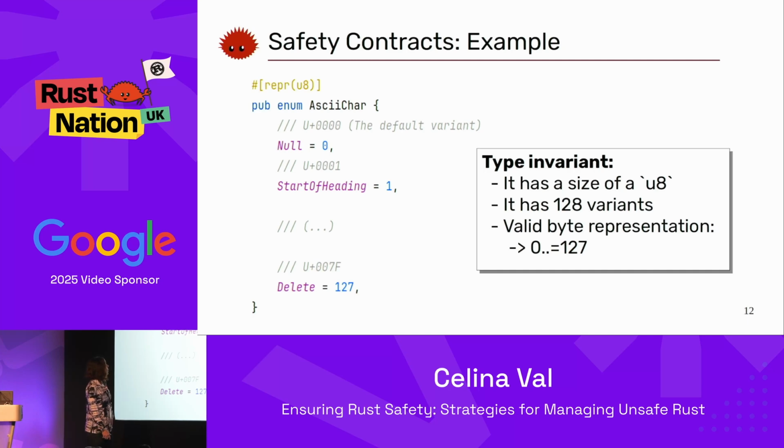So here's an example of a safety contract. I'm going to look quickly at this, which is basically the implementation of ASCII character in the Rust standard library. You can see here that they use an enum with 128 variants, and they use a representation of U8, so it's a 1 byte size. So this uses the Rust type system to guarantee these type invariants: a size of U8, 128 variants, and it sets specific values for the discriminants, which means from 0 to 127, those are valid byte representations of this structure. Everything else would be UB if you set this.